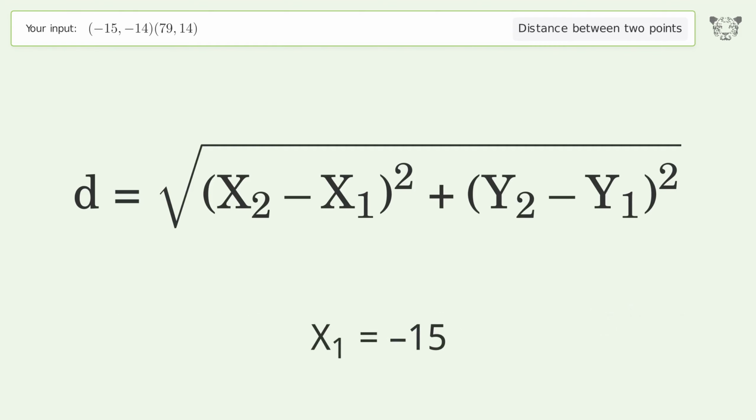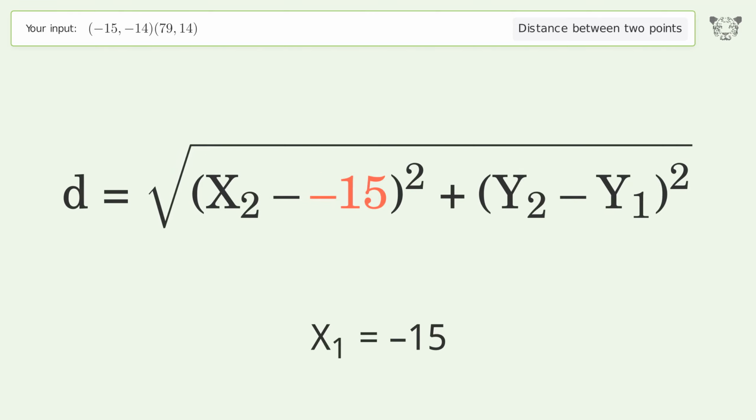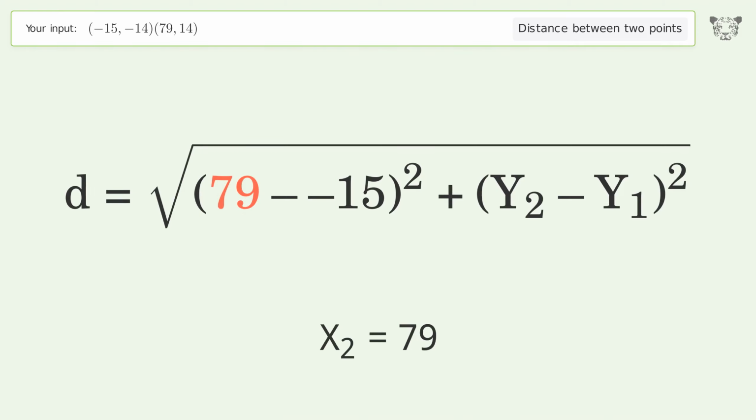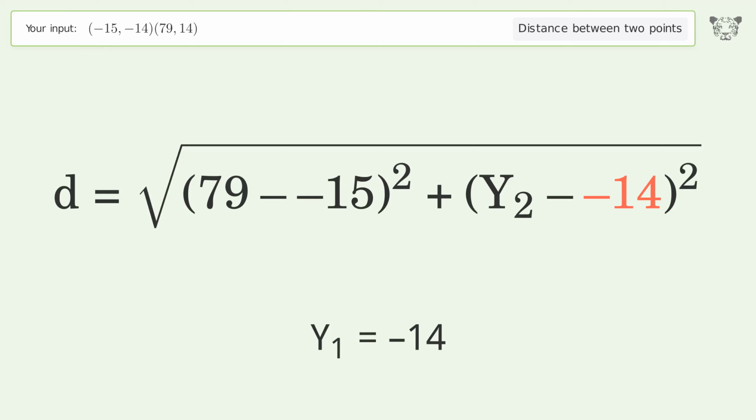x1 equals -15. x2 equals 79. y1 equals -14. y2 equals 14.